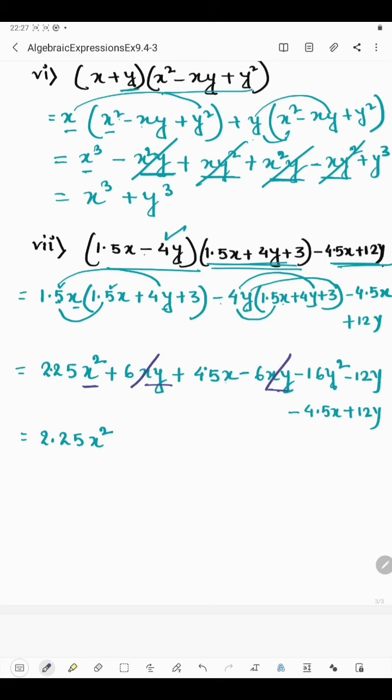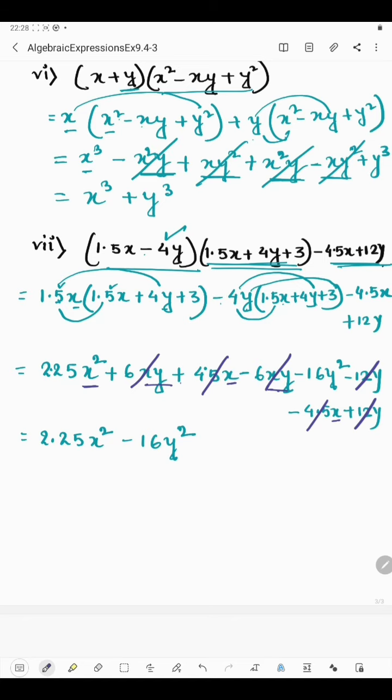Now we have 4.5x. So the x term is present over here. Again 4.5, this has a plus sign and this has a minus sign. So if you subtract this, it will be cancelled. Now we have minus 16y square. So we'll write this as it is, since the y square term is not present elsewhere. And then we have minus 12y and plus 12y, which is cancelled because 12 minus 12 is 0. So the answer of the seventh part will be 2.25 x square minus 16y square.